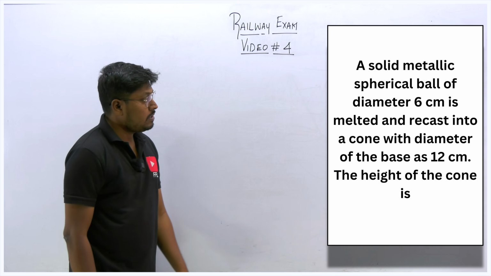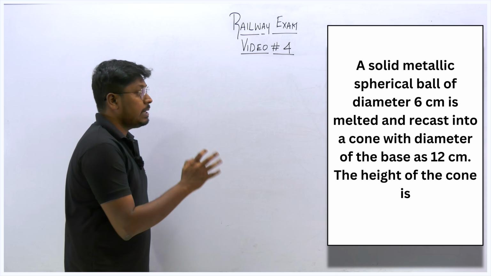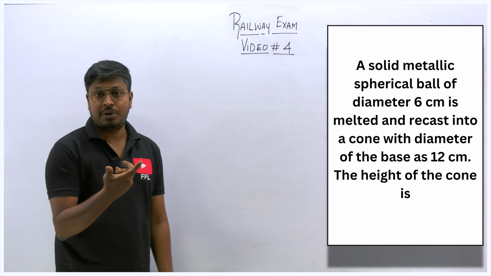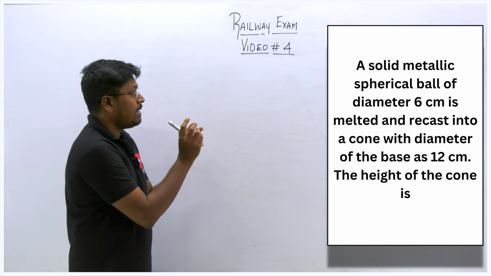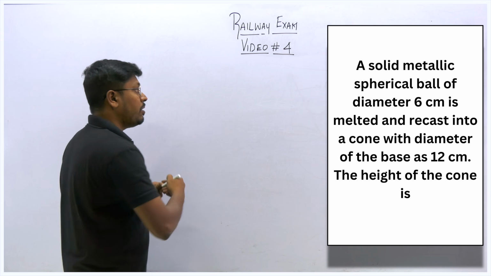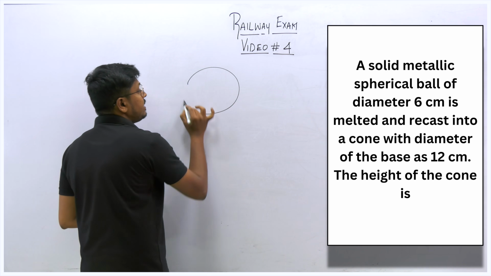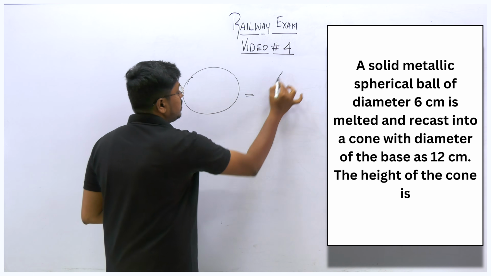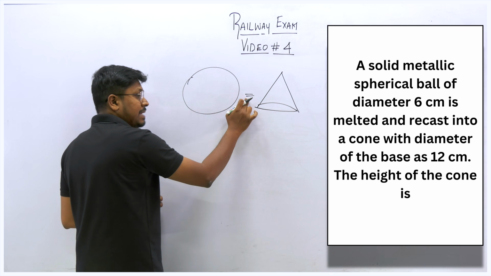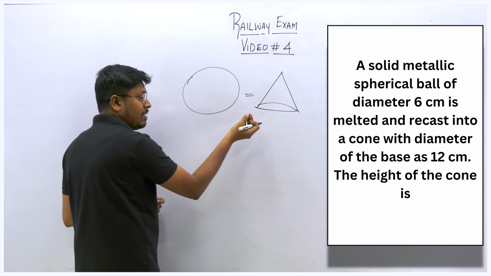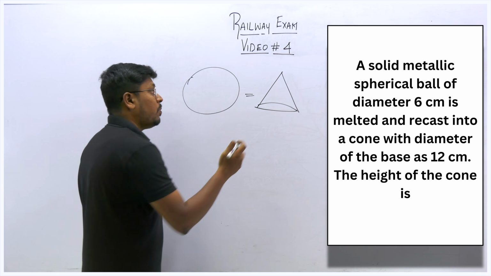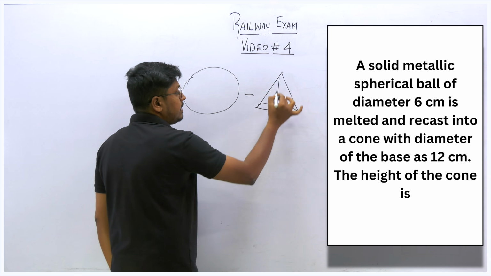So next question. A solid metallic spherical ball of diameter 6 centimeter is melted and recast into a cone. Again, while reading the question itself, we can see the word called melting. So if it is based on melting, definitely both the volumes will be equal. They are saying that there is a spherical ball which has been melted to form a cone. Just look at what are all the values they have given and what value we need to find here. According to the question, our target is to find the height of the cone. So this height is our target.